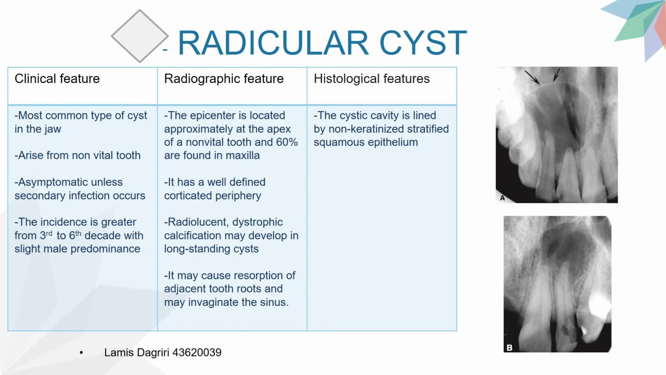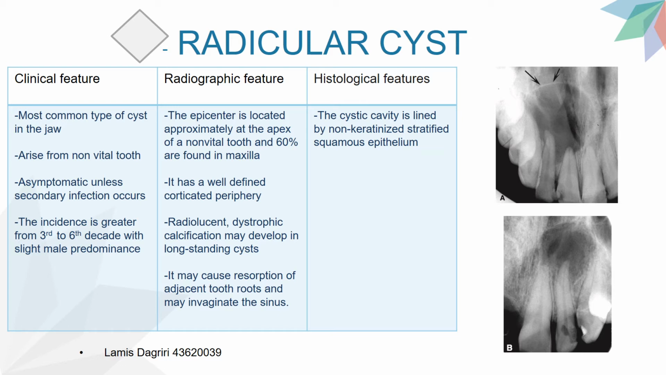Our first differential diagnosis is radicular cyst, which is also called periapical cyst or apical periodontal cyst. It is the most common type of cyst in the jaw. It arises from a non-vital tooth. It's asymptomatic unless secondary infection occurs, which may also cause a swelling. The incidence is greater from the 3rd to the 6th decade with slight male predominance. The epicenter is located approximately at the apex of a non-vital tooth, and 60% are found in the maxilla.